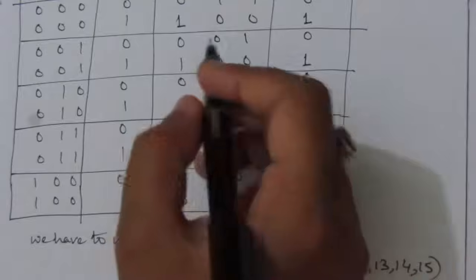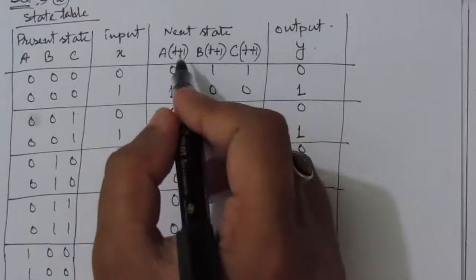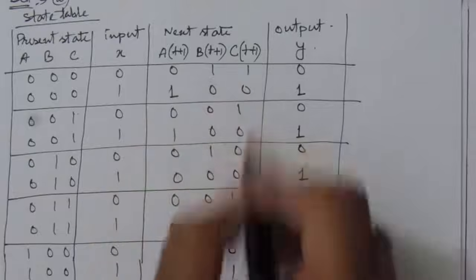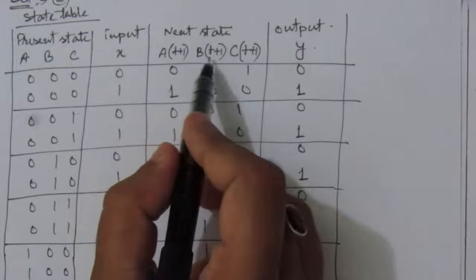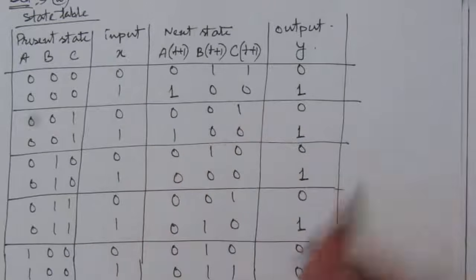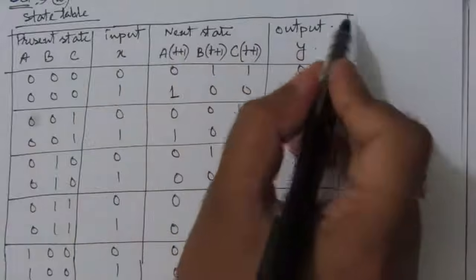Now we have to find out the k-maps for these next state values. There will be one k-map for each of these columns. So we'll have 4 k-maps and 4 equations for a of t plus 1, b of t plus 1, c of t plus 1 and y. And after finding those equations, we have to design the circuit.